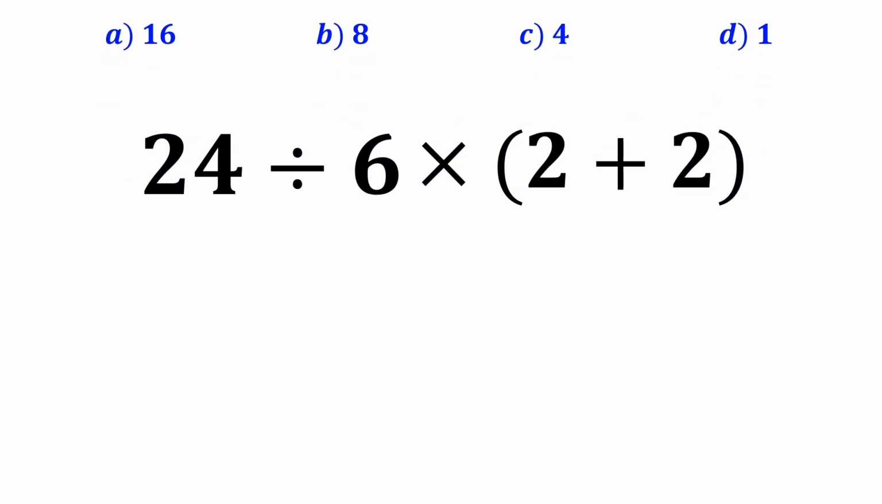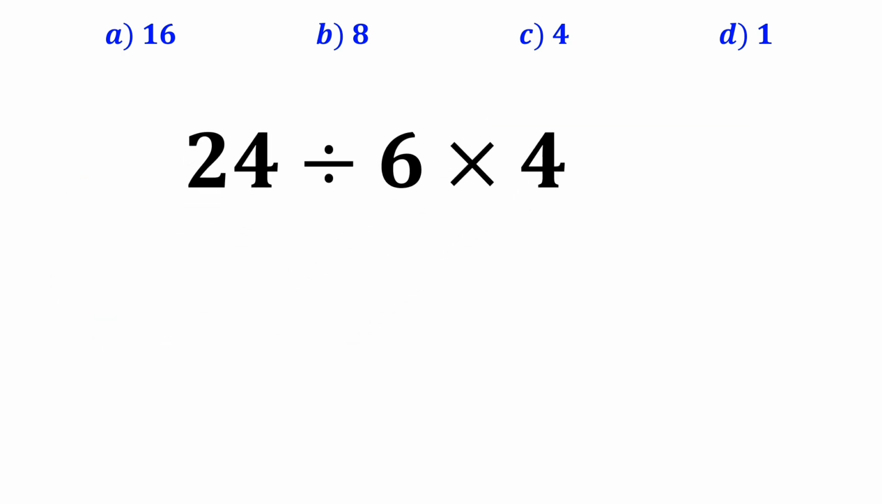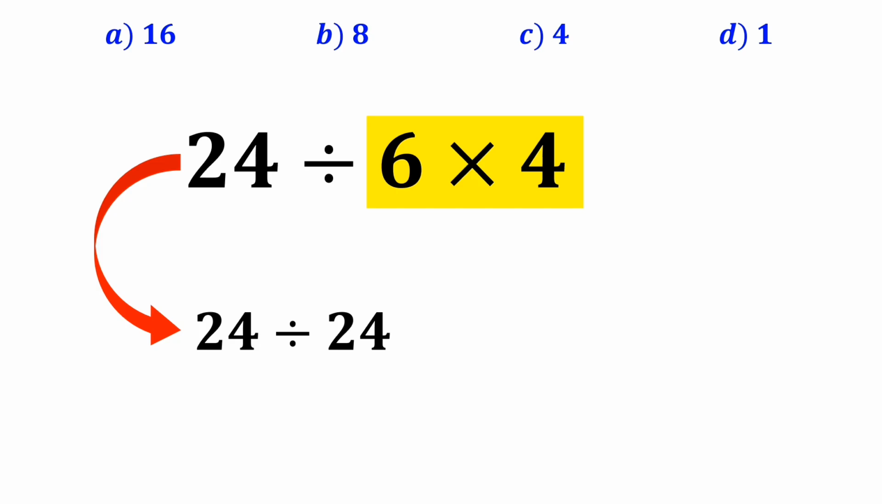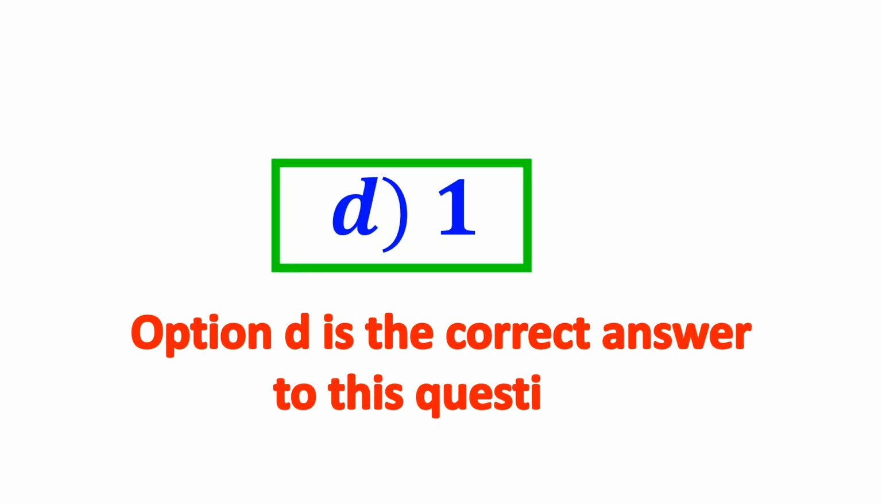Many people when trying to solve this question, first add 2 plus 2 inside the parenthesis, which gives them 24 divided by 6 times 4. In the next step, which I have highlighted in yellow, they multiply 6 by 4, which becomes 24 divided by 24. And finally, they get the answer 1. Then, without any hesitation, they quickly say that option D is the correct answer to this question. But it's not the correct answer.